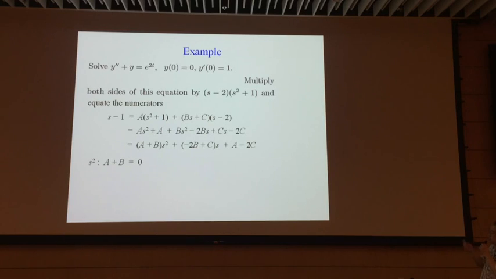Do it systematically. So degree 2, the s squared. There's no s squared term on the left side, which means the coefficient of s squared is 0. So a plus b has to be 0. We'll go down to s. Well, there's an s there, the coefficient is 1. The coefficient of s is minus 2b plus c, so minus 2b plus c has to be 1. And lastly, the constant term is minus 1, and over here the constant is a minus 2c. So a minus 2c is minus 1.